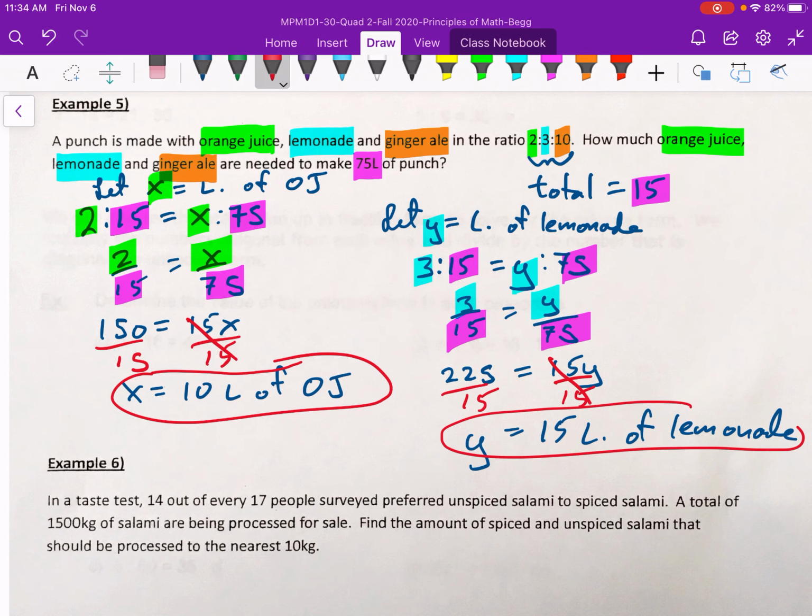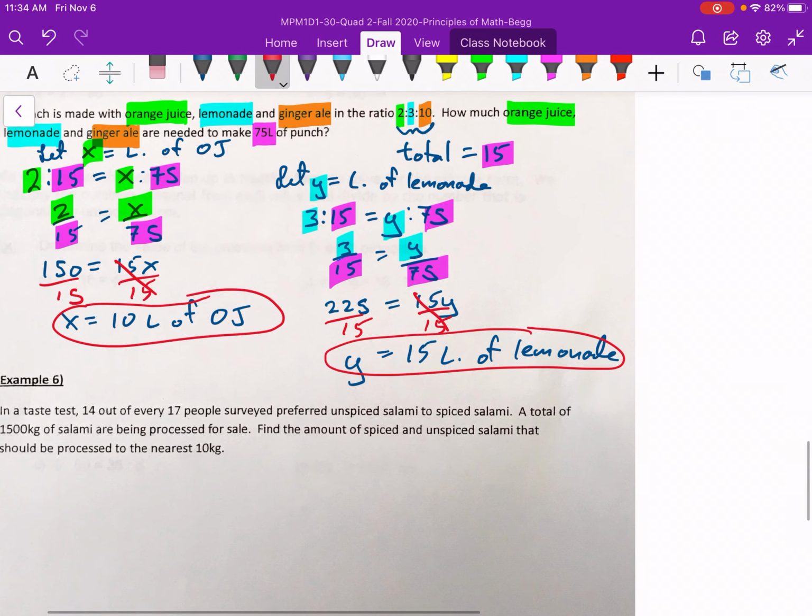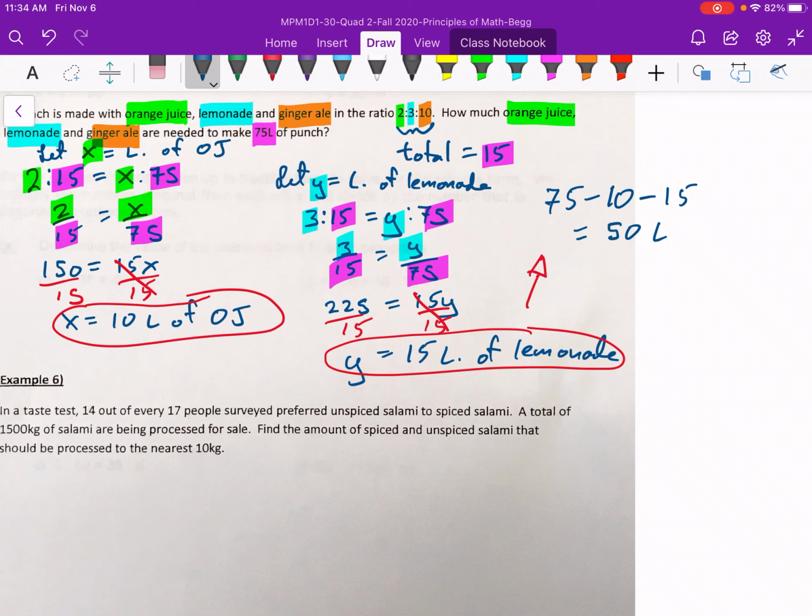And then we need ginger ale. So I don't have a lot of room, oh, I guess I can do it over here. So ginger ale we could do 75 minus 10 liters of OJ minus 15 liters of lemonade equals 50 liters of ginger ale.